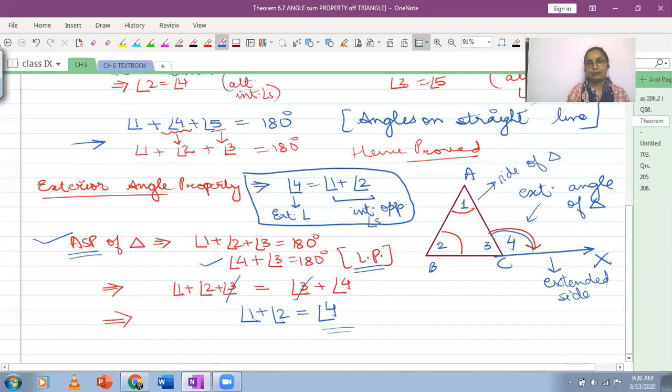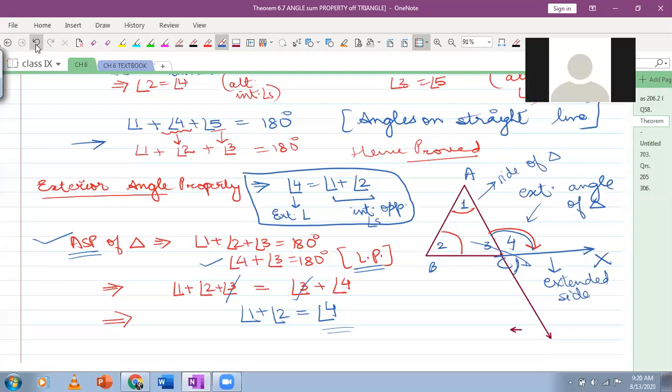Ma'am, when we extended the line from angle C, why can't we say that it is an exterior angle? You are asking me to extend AC. So you are saying if I extend this side, the angle here should be the exterior angle. No, this is not an exterior angle. This is vertically opposite to 3.